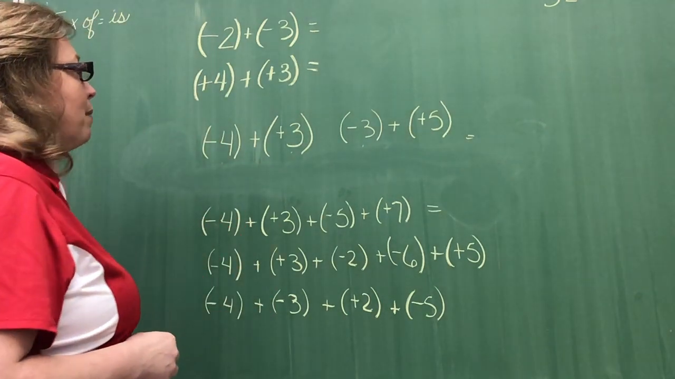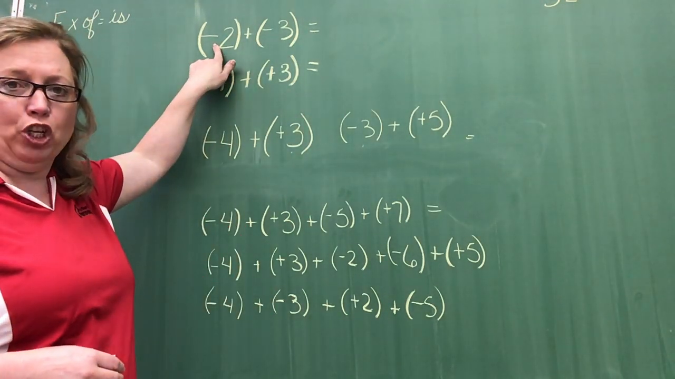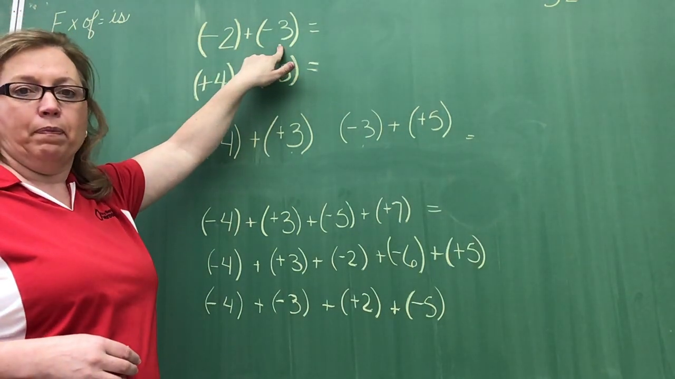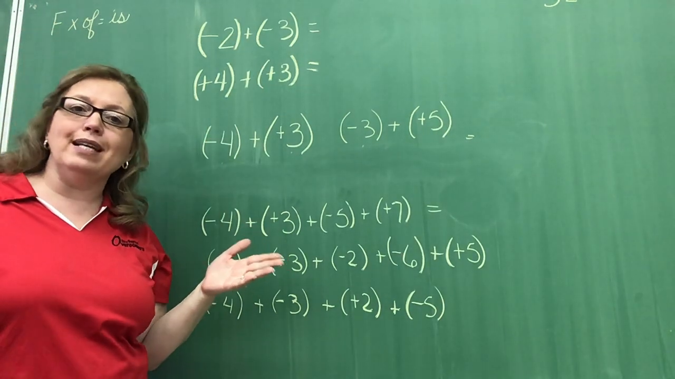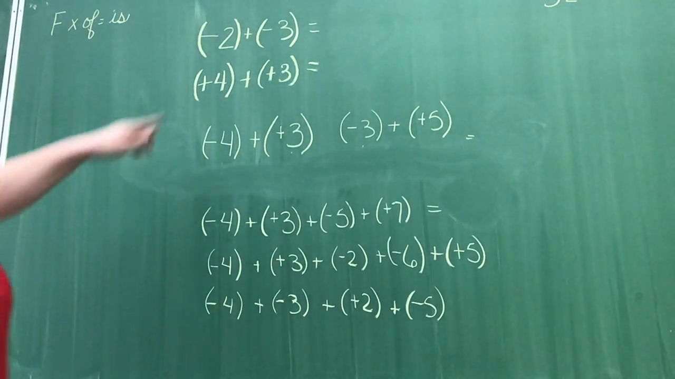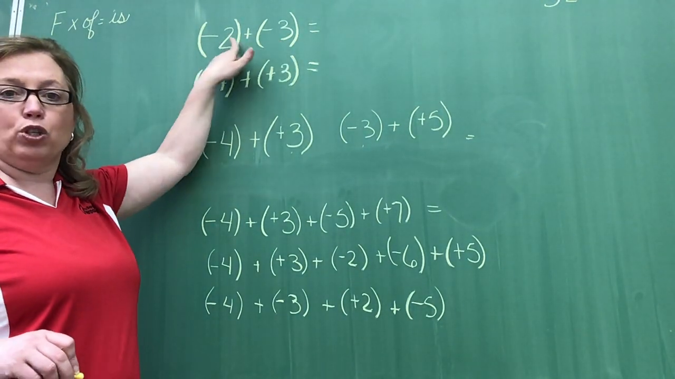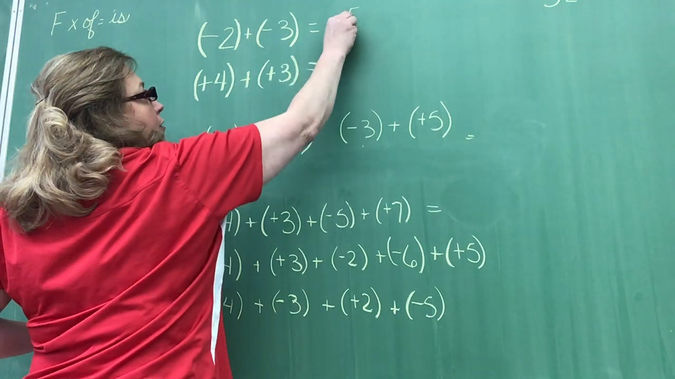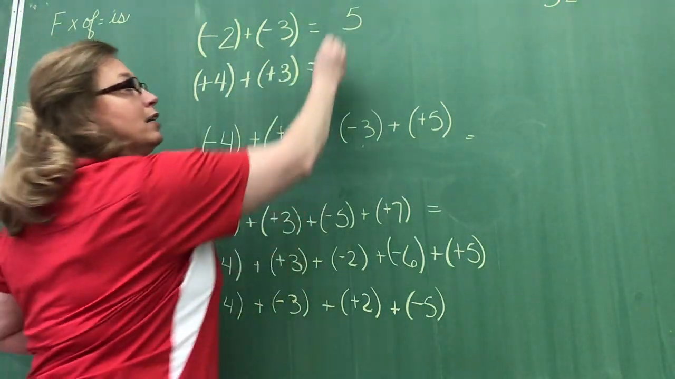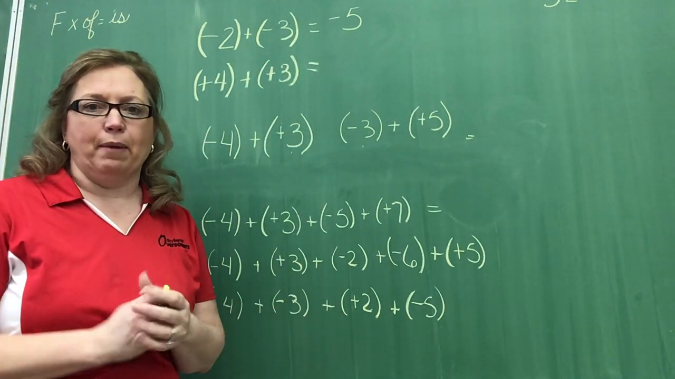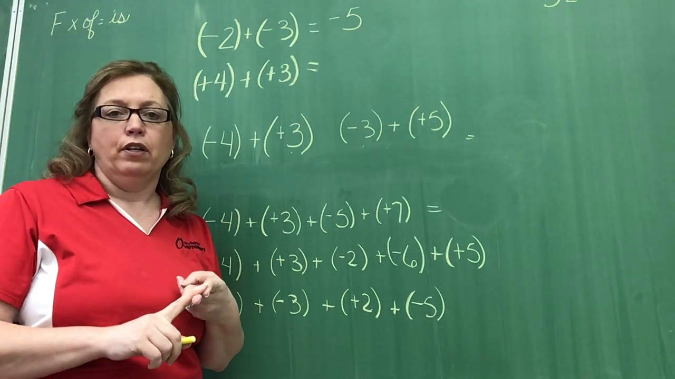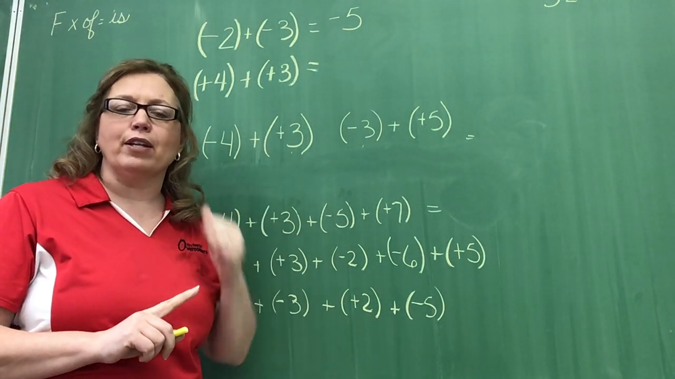Let's look at our first problem. We have a -2 and a -3. The signs are the same. So all I'm going to do is add my numbers. I'm going to add my -2 plus my -3. Well, 2 plus 3 is 5. And since they're both negative, my answer is negative. Very simple. If both numbers are negative, simply add them together, your answer is negative.